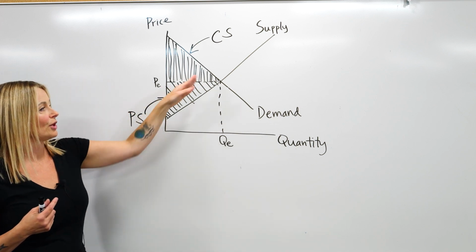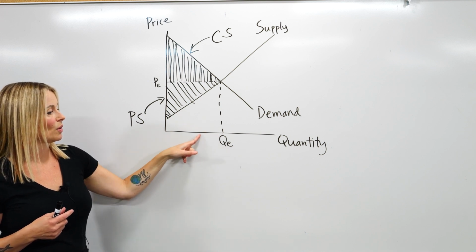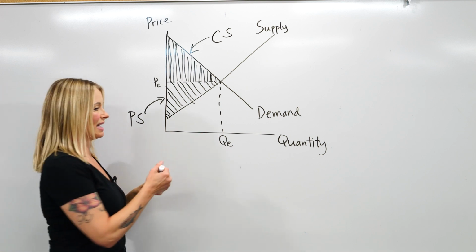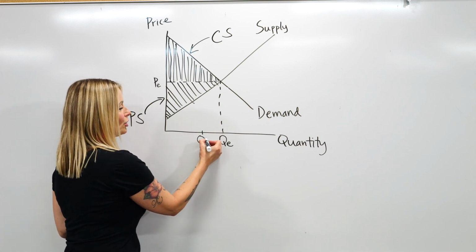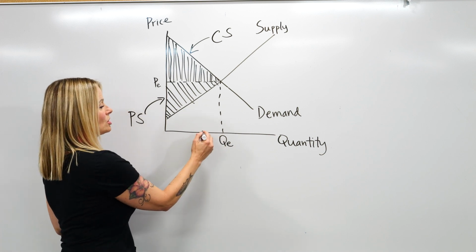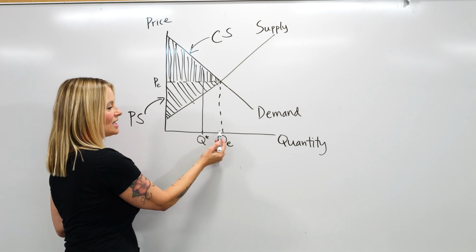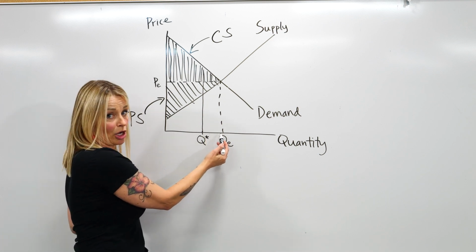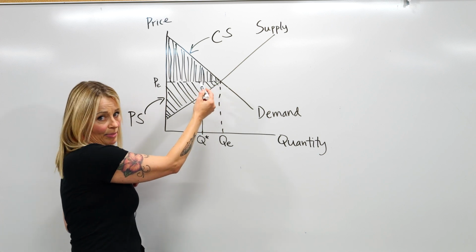Now, what if we were not at equilibrium? So let's say that instead of being at this quantity, we were at some quantity that was a little bit less than that. So maybe we're here. Call it Q star, why not? So if we were at that quantity, we would be missing out on these opportunities. These units would not be bought and sold, which means that this consumer and producer surplus would not be happening.